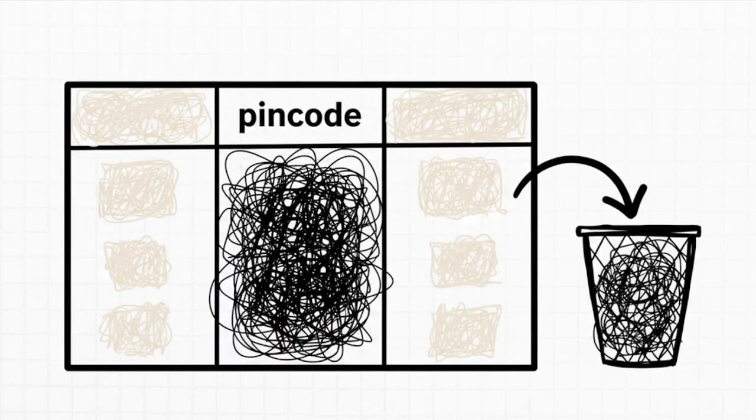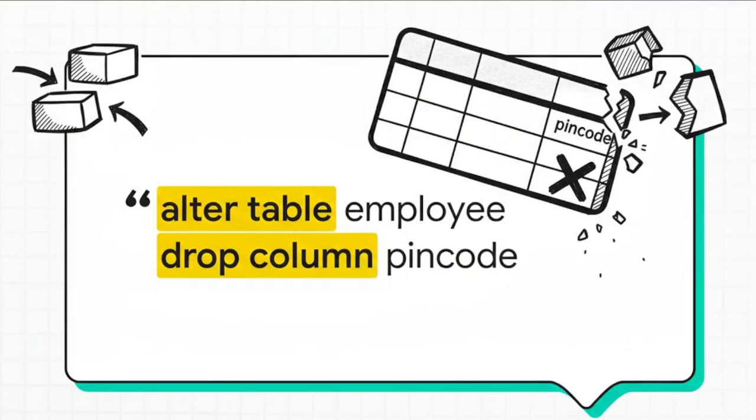But in a classic real-world twist that will surprise absolutely nobody, plans change. Management has decided they don't actually need that PIN code column after all. It's just cluttering things up. So, just as alter can add things to our structure, it can also take them away. We just tell it to drop column PIN code, and poof, it's gone. This lets us keep our table's blueprint clean and tidy, perfectly matching what the business actually needs.